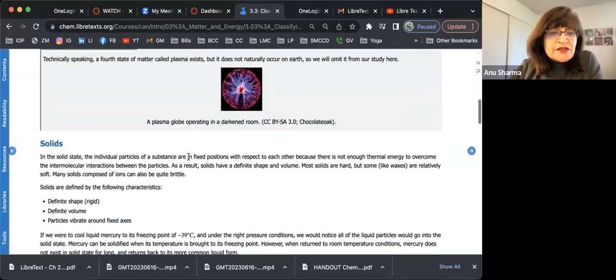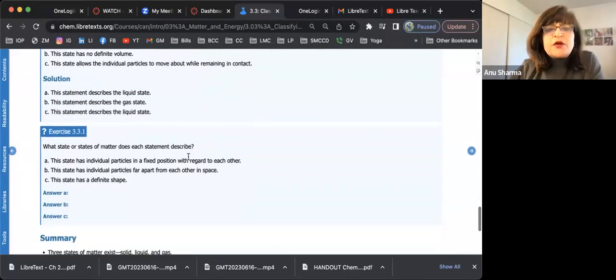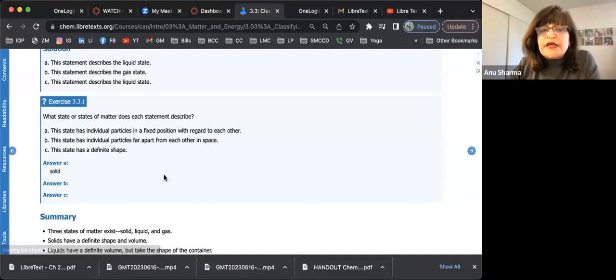Now, let's look at this exercise problem, 3.3.1. What state or states of matter does each statement describe? You should be able to read and make sense of what the question is asking. This state has individual particles in a fixed position with regards to each other. Fixed position means the particles are not mobile, so that state has to be solid.